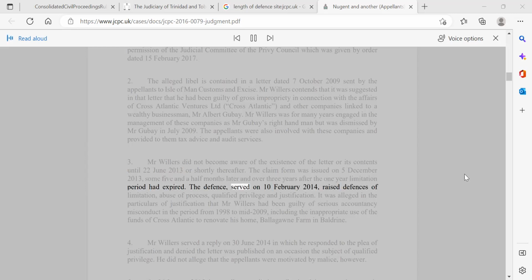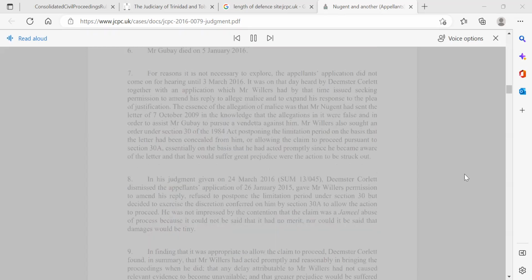The defense, served on February 10, 2014, raised defenses of limitation, abuse of process, qualified privilege, and justification. It was alleged in the particulars of justification that Mr. Willers had been guilty of serious accountancy misconduct in the period from 1998 to mid-2009, including the inappropriate use of the funds of Cross Atlantic to renovate his home, Balagon Farm in Baldwin. 6. Mr. Gubay died on January 5, 2016.